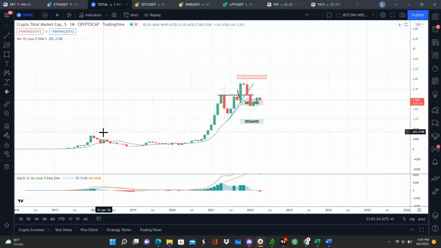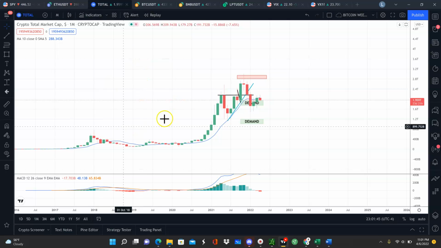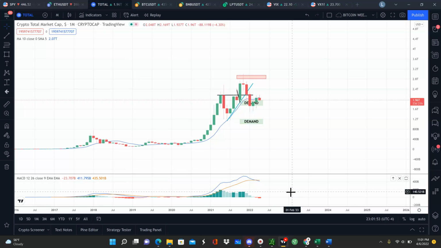So it's been a little while since I've done a breakdown on crypto total market cap. If you want to follow along with me, this is TradingView. Go to index, and then type in total, and it'll bring up the choice for crypto total market cap. Like I said, it's been a while since I've broken it down, so I thought it'd be important to check in and see how things are going. This is the monthly chart.